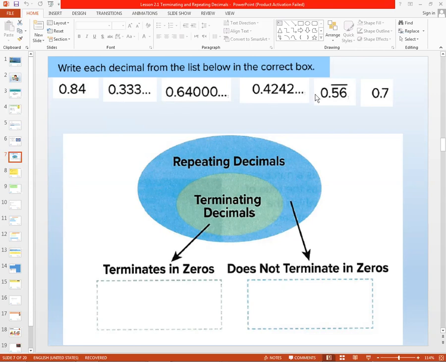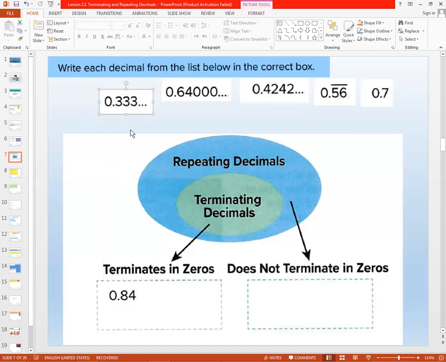Here I asked you. We have 1, 2, 3, 4, 5, 6 numbers, okay? Yes. And each one of them is either a terminating decimal, I'll put it here in the first box, or a repeating decimal in blue, I'll put it in the second box. It's your decision now. The first one, 0.84. Should I put it in the first or second box? First. The first one. You're great.